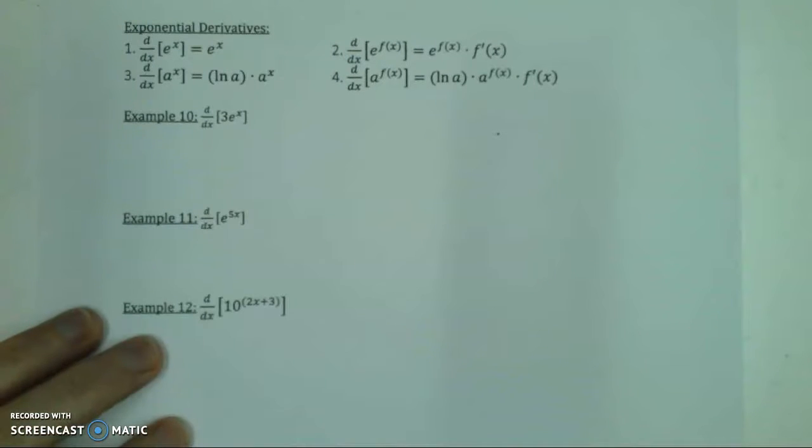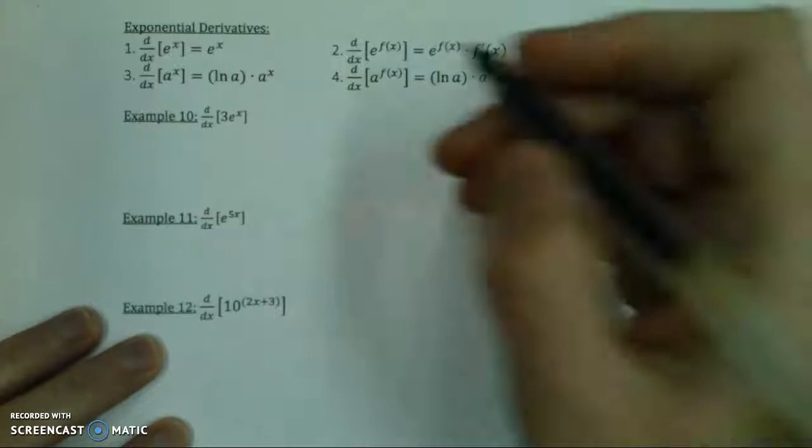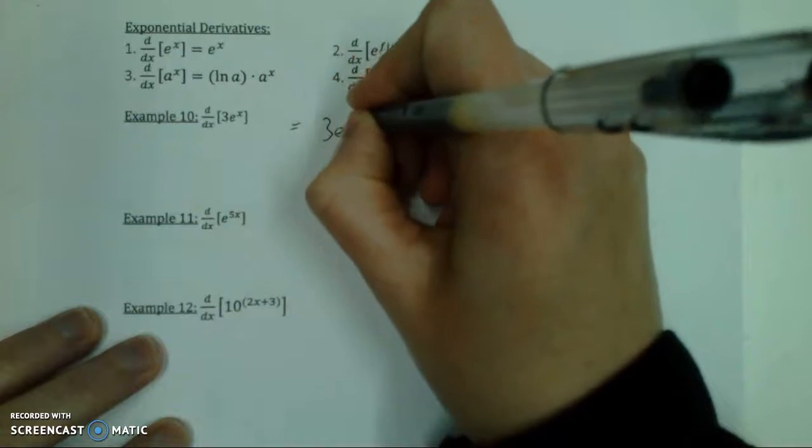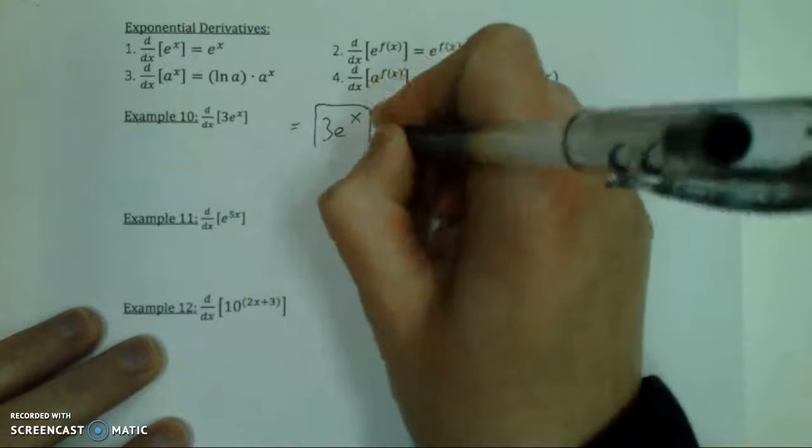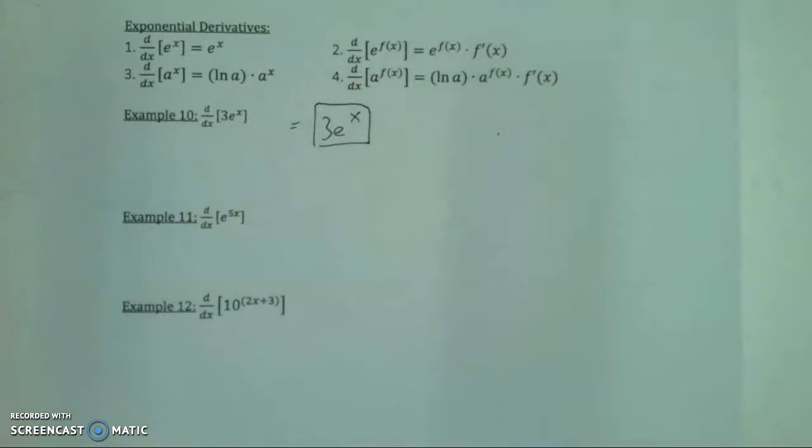So if I've got 3 times e to the x, well that 3 out in front is just a constant, and e to the x is just e to the x. So this is just 3 times e to the x. In this section, we will see problems where the answer is pretty much exactly the same as the question. That will happen, so don't panic if it does.